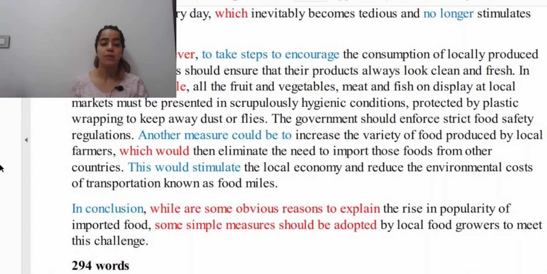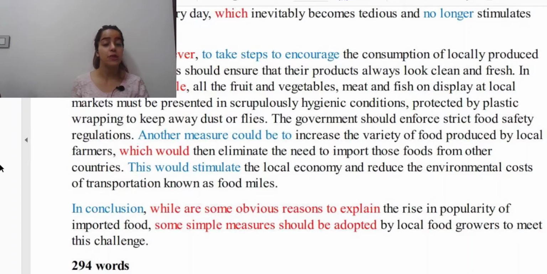So it is possible, however, to take steps to encourage the consumption of locally produced food. Local growers should ensure that their products always look clean and fresh. In Vietnam, for example, all the fruit and vegetables, meat and fish on display at local markets must be presented in scrupulously hygienic conditions, protected by plastic wrapping to keep away dust or flies. The government should enforce strict food safety regulations.